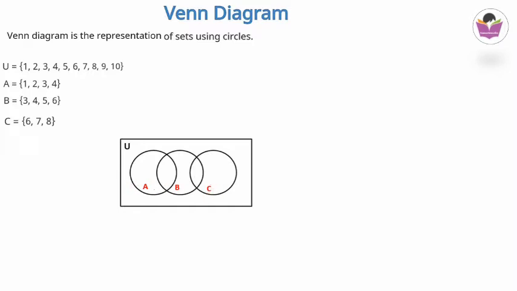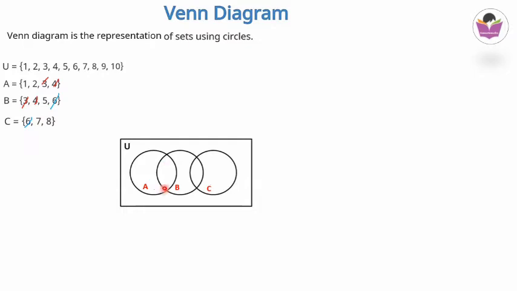Now let's check which terms are common. For that, you can use your pencil. This is 3 and this is 3, meaning in A and B, 3 is common, and 4 is also common. When you check A and C, there is nothing common. B and C have common terms, so we have to mark that. When you check B and C, you can see 6 is common in both. There is no other common element between any two sets. So we have to plot this in the circles.